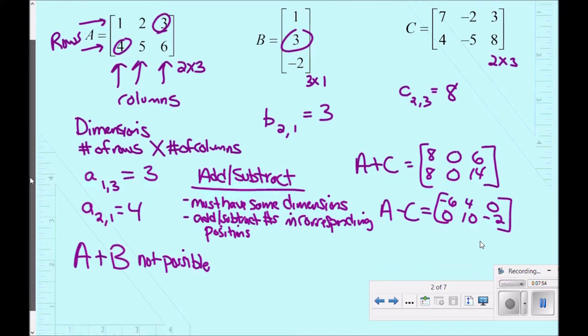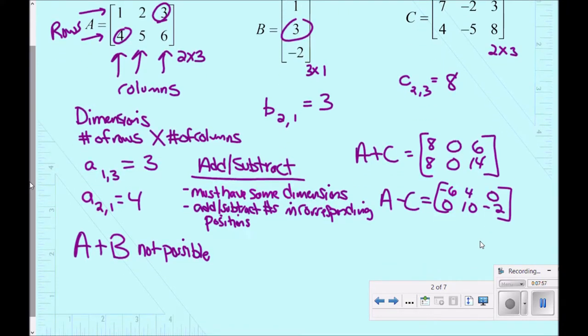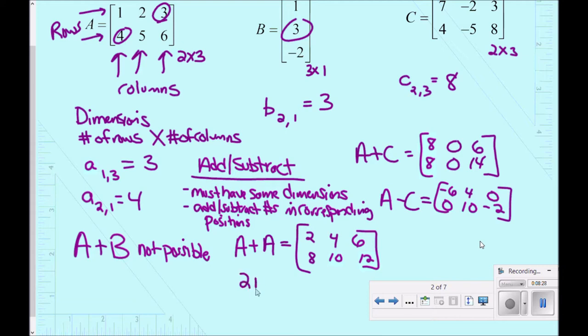Next, let's find A plus A. So A plus A, they're the same dimensions, so I can add them, and then I'm just adding 1 plus 1, 2 plus 2, 3 plus 3, 4 plus 4, 5 plus 5, and 6 plus 6. Okay. Now, the reason I had to do that one was because I wanted you to see that A plus A is the same thing as if I were to say 2A, 2 times matrix A. So we can write it that way, 2 times matrix A.